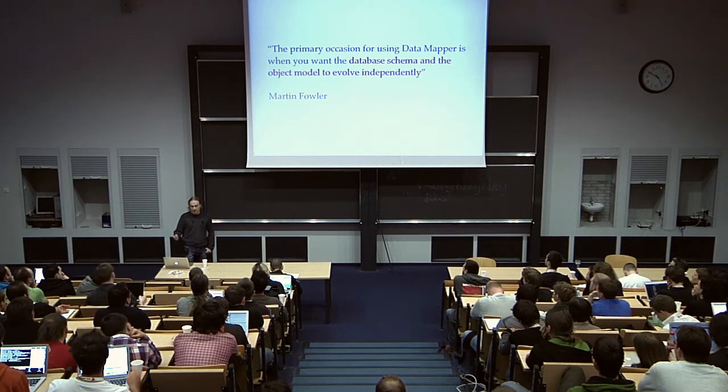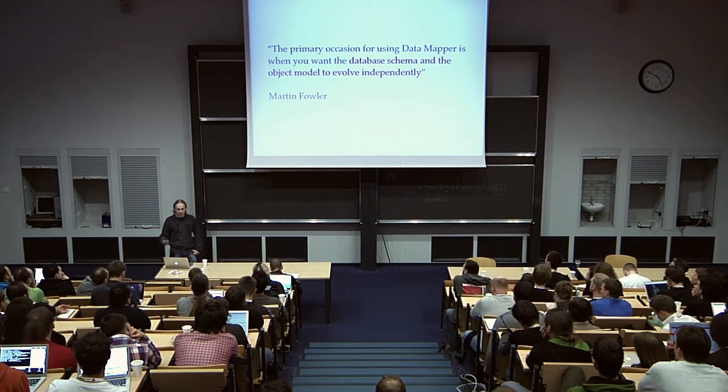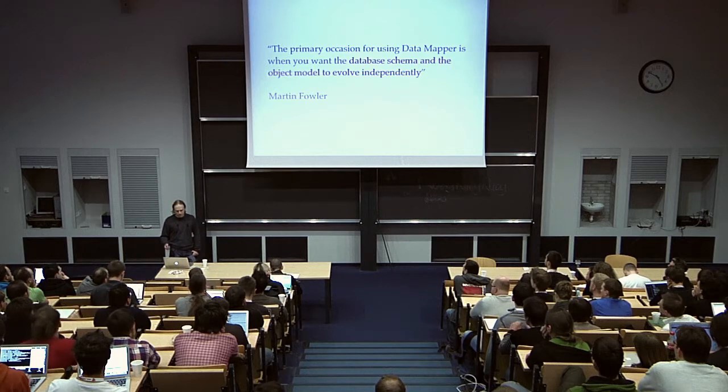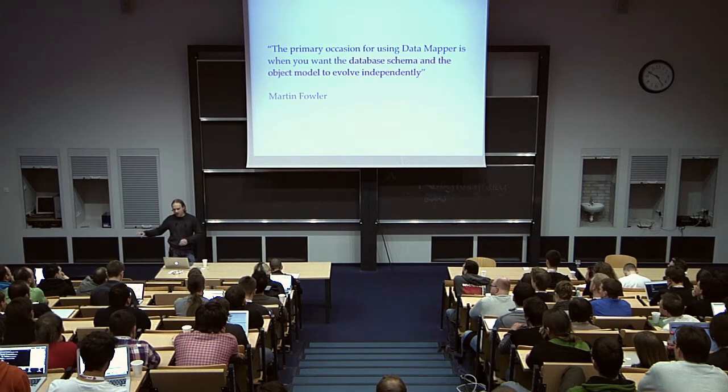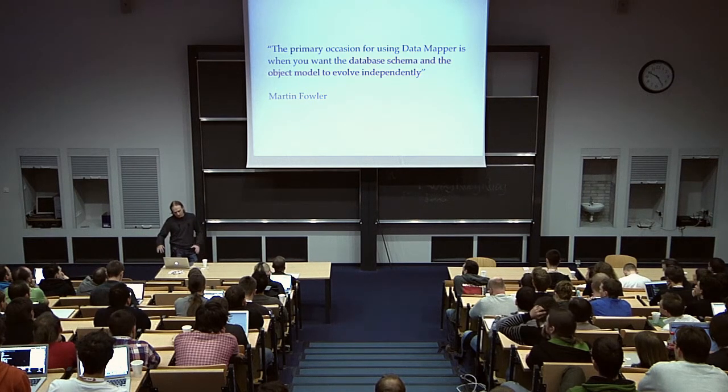When you use a relational database, at the beginning it's probably very similar to what you have on the domain level. But the more complex your application becomes, there's some impedance mismatch that takes place. And DataMapper is a pattern that solves that problem. So this leads to DataMapper 2.